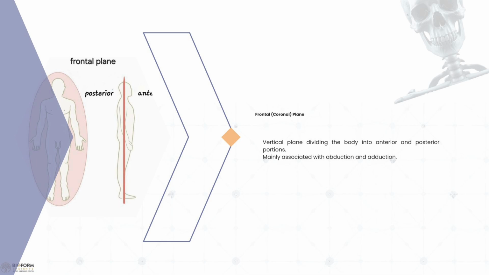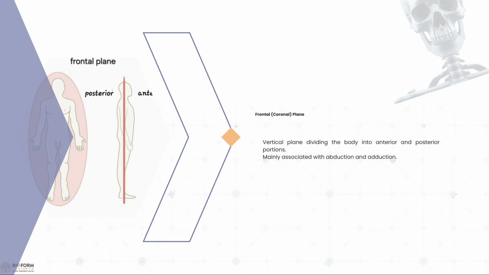The second dimension of our 3D workspace is the frontal plane, also known as the coronal plane. While the sagittal plane divides us into left and right, the frontal plane is a vertical slice that divides the body into anterior, which is forward, and posterior, which is backward, portions. If you think of the sagittal plane as the profile view, the frontal plane is the face-on view. This plane is critical for analyzing structural balance and lateral stability.